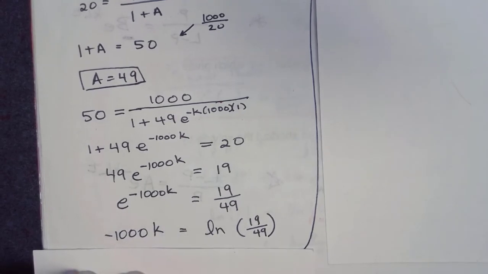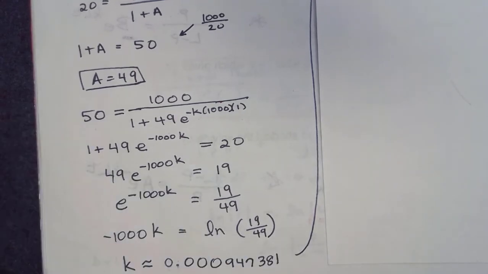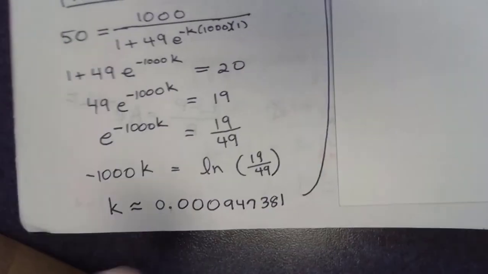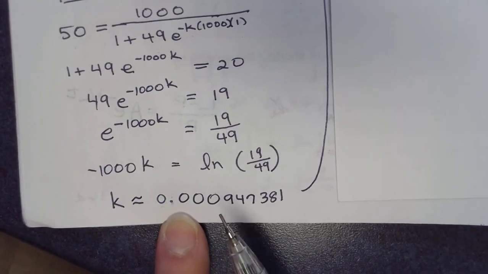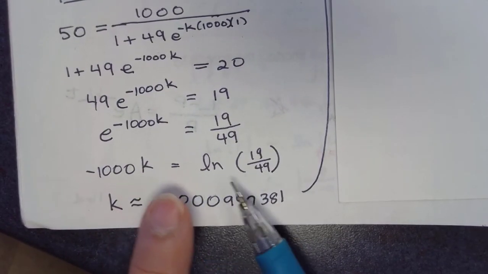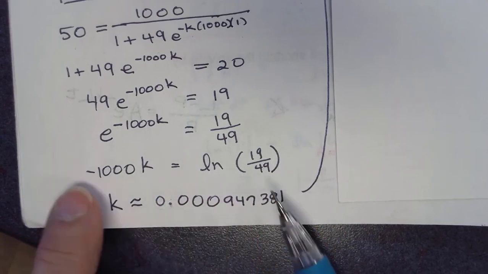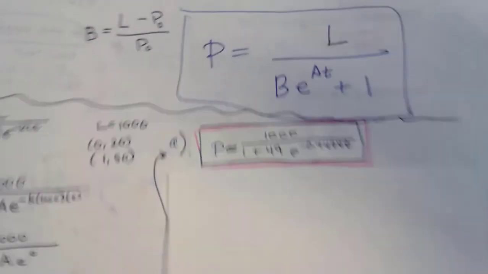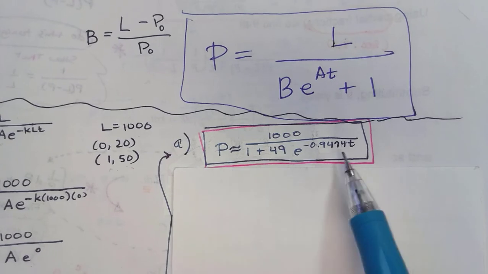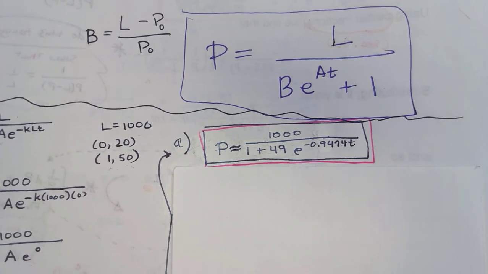Take the natural log of both sides. We are going to do this in the calculator and store that value. Remember that K is equal to this divided by negative 1,000. So here's finally my population as a function of time. There is our answer to part A.